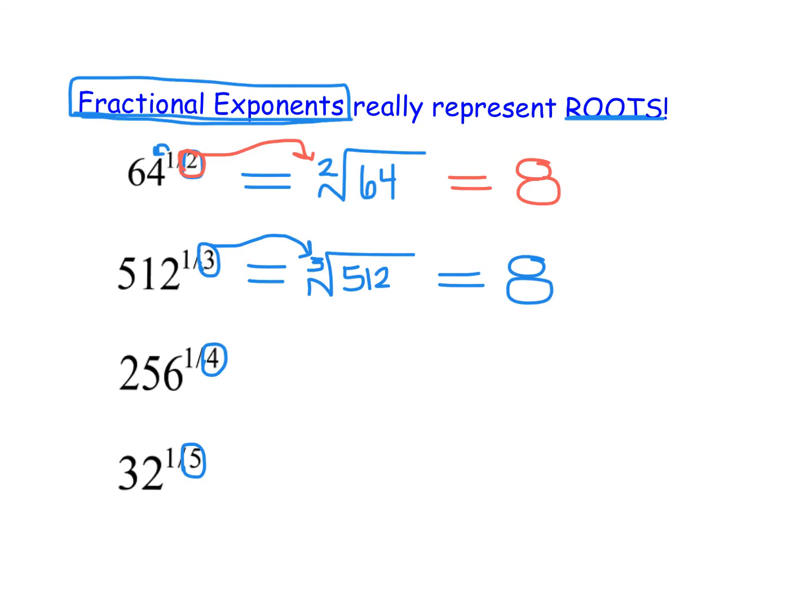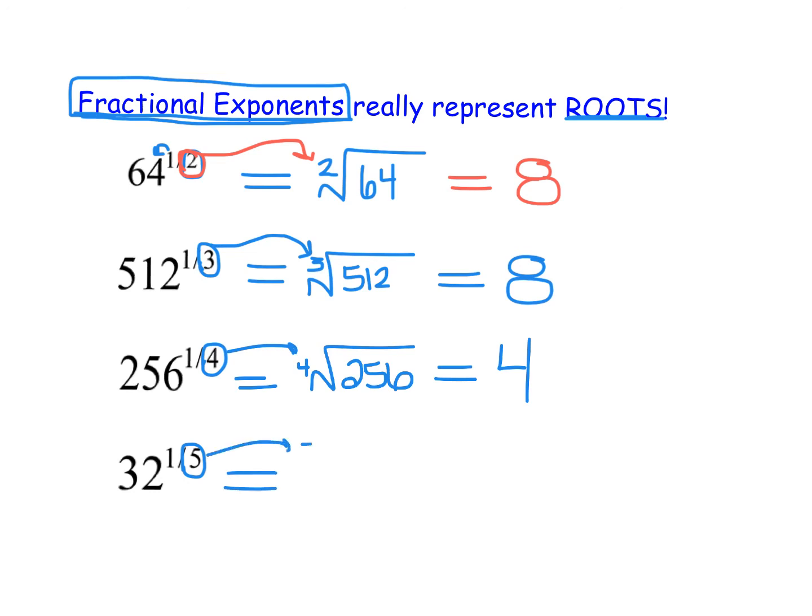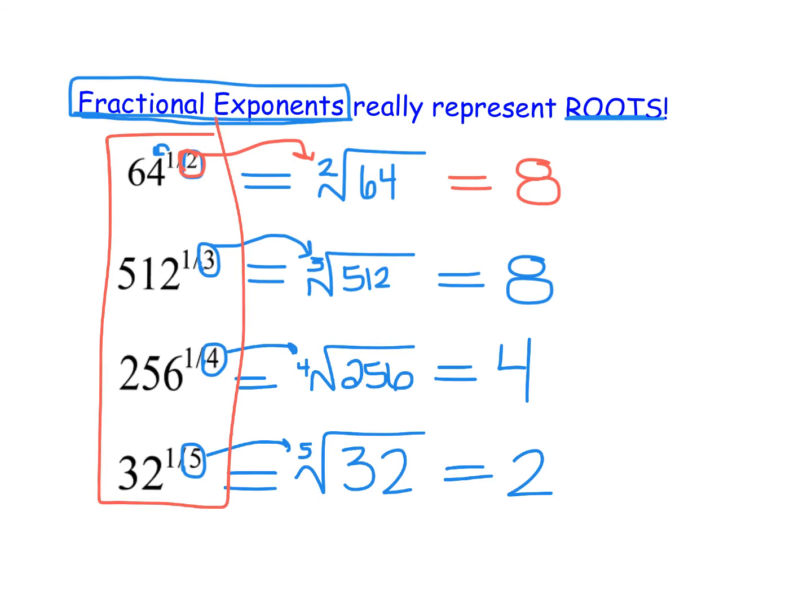So now if I move on to my next example, this one I know I have the fourth root of 256. So I'm trying to figure out what to the power of 4 gives me 256. And if I use my powers resource, I find that to be 4. And then here we can rewrite this one as the fifth root of 32. So what to the power of 5 gives me 32? That would be 2. So here I can really easily take all of my fractional exponents, rewrite them as roots, and then I can use my powers resource to solve.